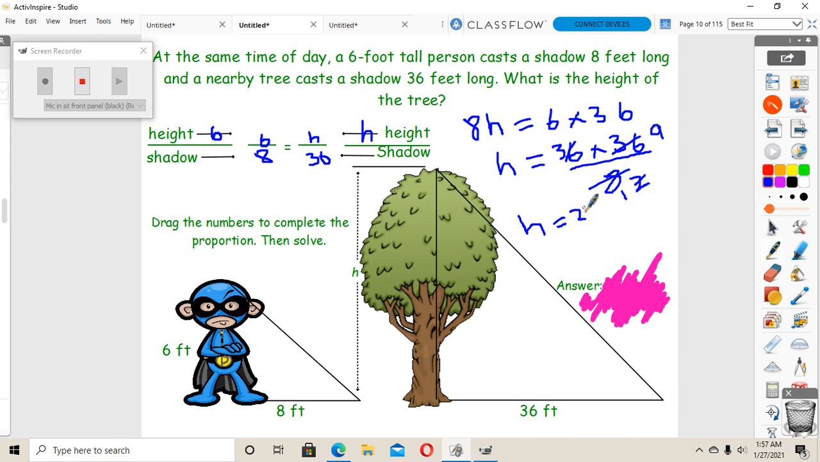Height of the tree is 27 feet. Feet are the units over there. In this way, with the help of proportions, we can find out any unknown sides.